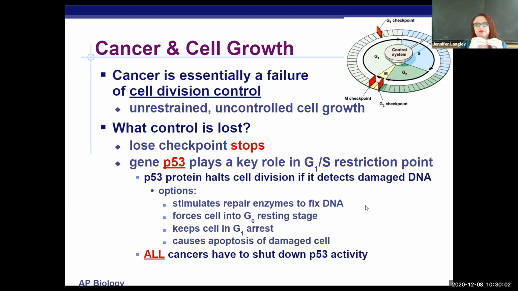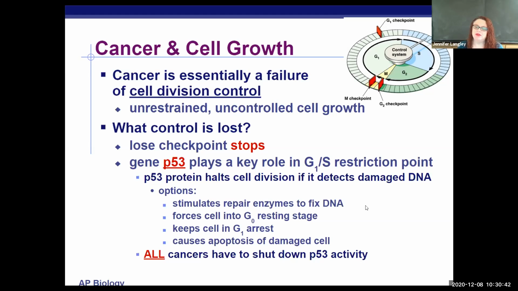So when cell division is not checked and stopped, it grows like crazy. It is unrestrained and uncontrolled. Now, what control is lost? The checkpoints. We basically knock those gates down and it's like go constantly, no matter what's happening, whether the DNA is okay or not, all of that. Now, the P53 gene plays a role in this first checkpoint. It halts cell division if there's damage to the DNA.